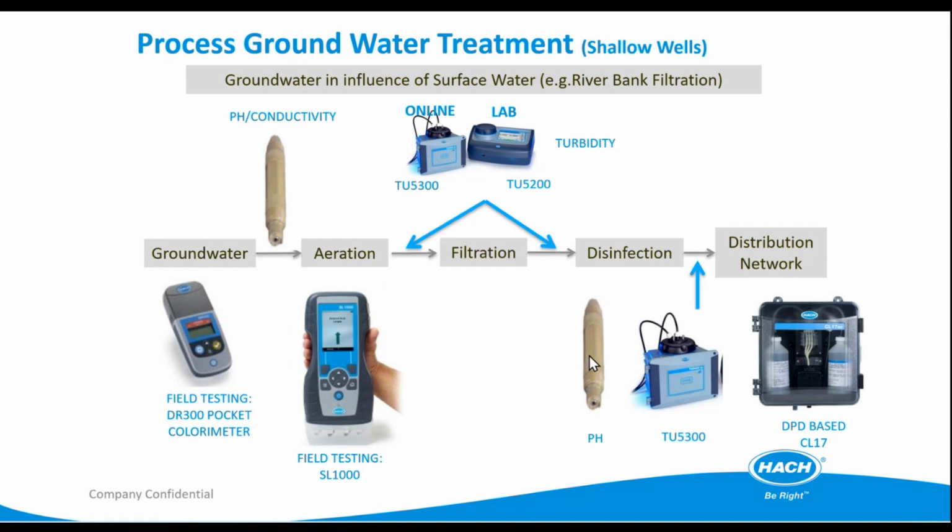Okay, sometimes we also measure pH at the outlet. So pH, turbidity, and chlorine will be the three essential parameters for finished water monitoring. For all drinking water plants, we need to monitor these three parameters.